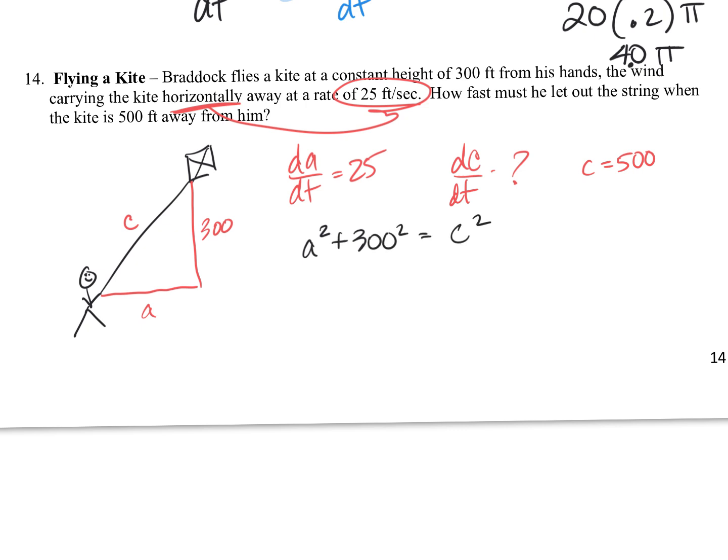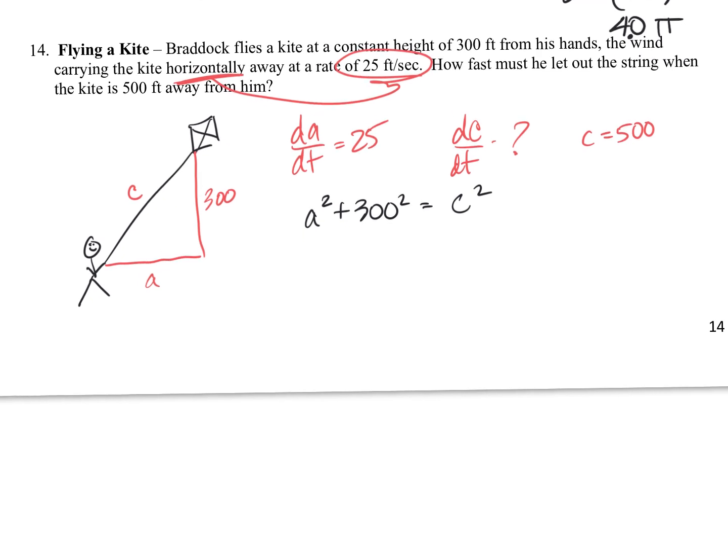Exactly. You guys down with that? A squared plus 300 squared equals C squared. We want dC/dt. So what do we need to do to this whole thing? Take its derivative.